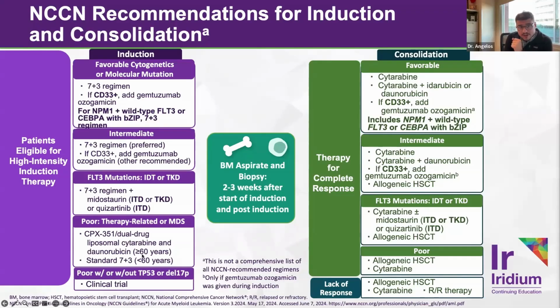In individuals that are a little bit older and still thought to be eligible for a high-intensity induction over the age of 60 and have a prior MDS or a therapy-related AML, then consideration could be given to CPX-351 or Vyxeos. This is a liposomal cytarabine and daunorubicin combination similar to the 7+3 regimen that does have a little bit less toxicity as compared to the standard 7+3, also an appropriate option.